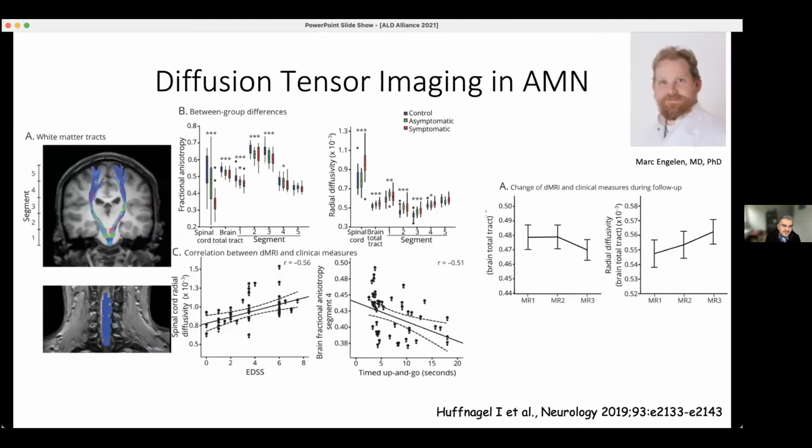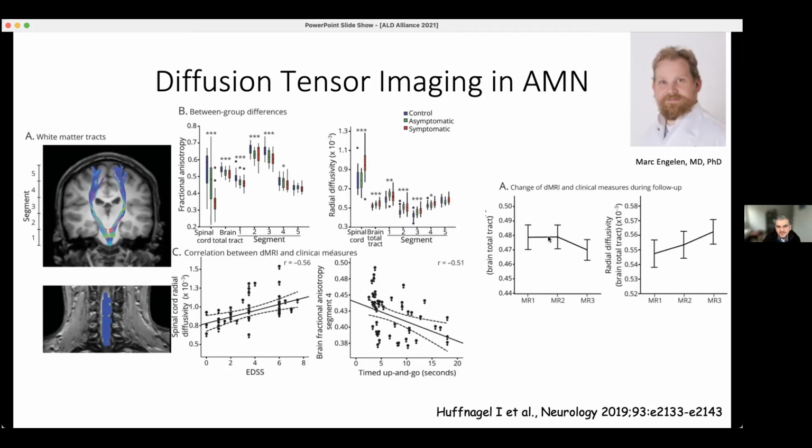Another imaging method that's been used a lot for the last 15 years is called diffusion tensor imaging. There are several studies in ALD with DTI, including our own group, but I actually think that Mark's group has published the most recent and most interesting results. With this method, we can look at the integrity of pathways within the nervous system. They looked at the spinal cord here, and they saw a very nice correlation between the MRI signal and the neurologic disability score, the EDSS again, and also an inverse correlation with the timed up and go test.